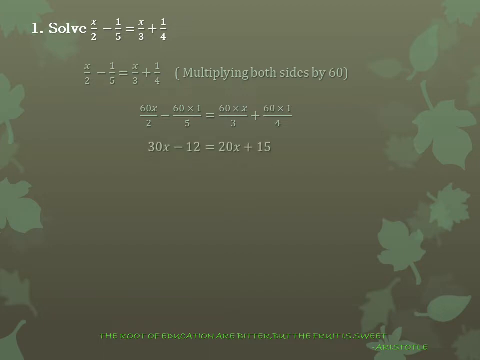30x minus 12 is equal to 20x plus 15. By solving, you will get the value of x as 27 by 10. If you need, you can check this answer by substituting the value of x in LHS and RHS and you can compare.